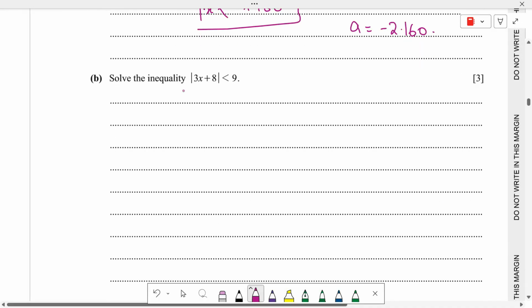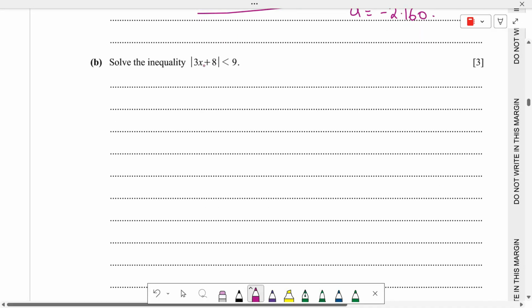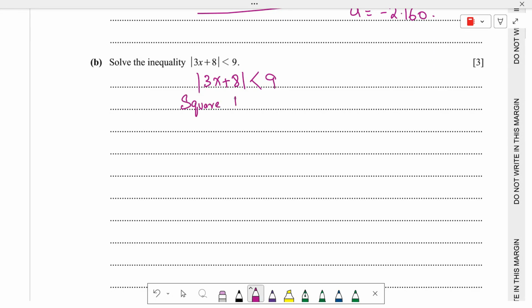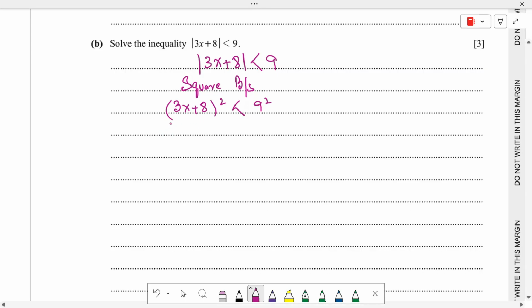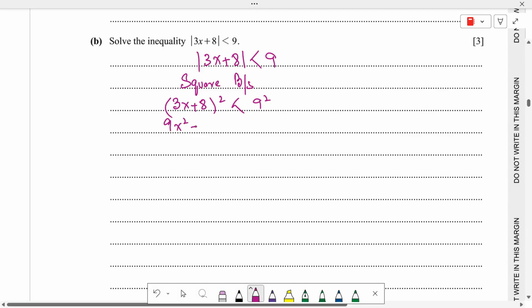Part B, solve the inequality which is modulus of 3x plus 8 less than 9. So modulus of 3x plus 8 less than 9, square both sides. So this will become (3x plus 8) whole square less than 9 square. So we apply the formula (a plus b) whole square. So this will become 9x square plus 48x plus 64 less than 81.